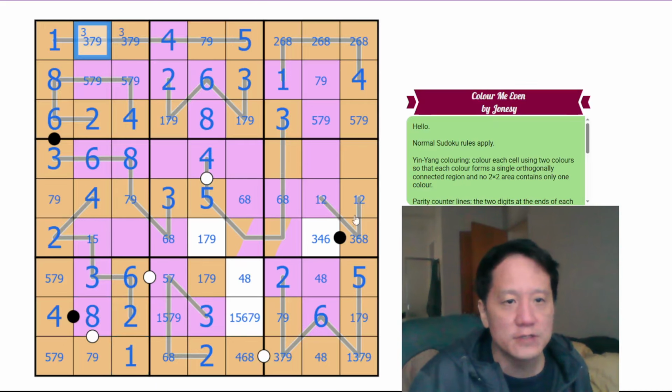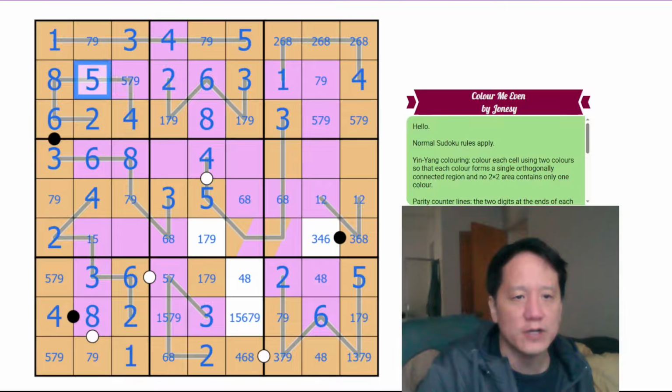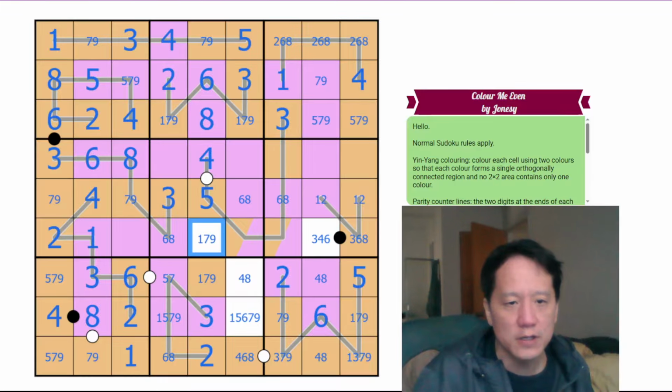This 3 eliminates 3 here. So we have to have a 3. We have to have a 7, 9 pair in column 2, which eliminates 7, 9 in the rest of the column. This can't be 7 or 9. It's 5. This is now a 3, because that's the only place for it to be in box 1. And this 5 eliminates 5 here, so it's 1, which eliminates 1 here.